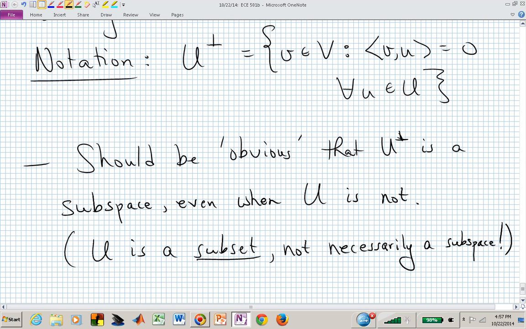Okay, it has to be closed under addition. If it is a subspace, U perp needs to be closed under addition, has to be closed under scalar multiplication, and it needs to contain the 0 vector, doesn't it? If that's true, then U perp is indeed a subspace.